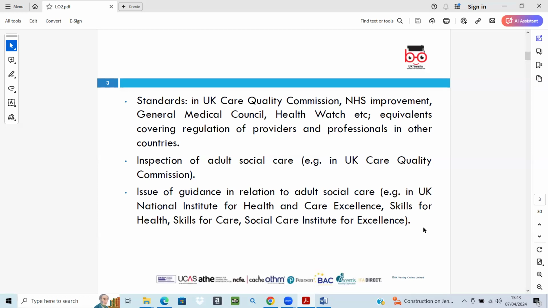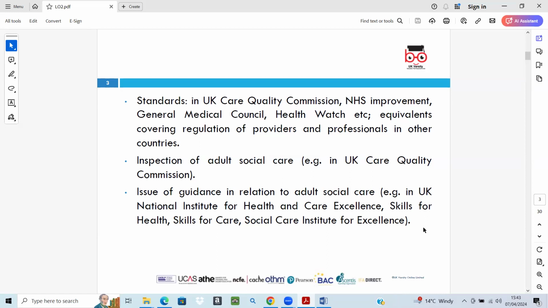And then we have Skills for Health and Skills for Care. Both organizations offer workforce development tools and resources to ensure that the adult social care workforce has the necessary skills and training. Then the Social Care Institute for Excellence provides guidance, resources, and training to improve the quality of adult social care. So this is all about it.